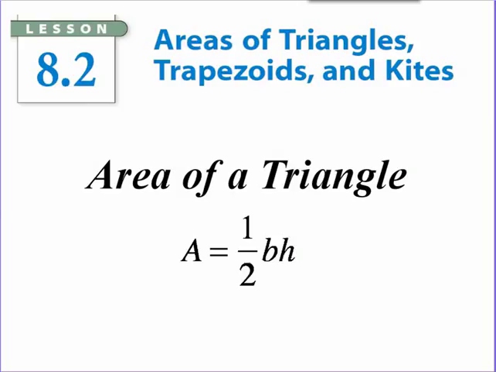So up here we have the area of a triangle, which you should already know. This should be nothing new. This is review. You've seen it for years. The area of a triangle is 1/2 the base times the height. The biggest thing you need to understand is what we learned yesterday.